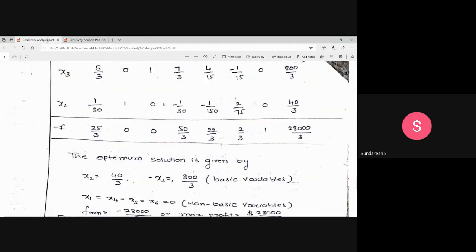So 25 by 3 plus delta C1. Delta C1 is not being changed over here, so it remains constant. Therefore it will become 0 minus delta C3, which is 6, into a bracket. So what we have, A21 is 3. Go back to the first coefficient, the first table.